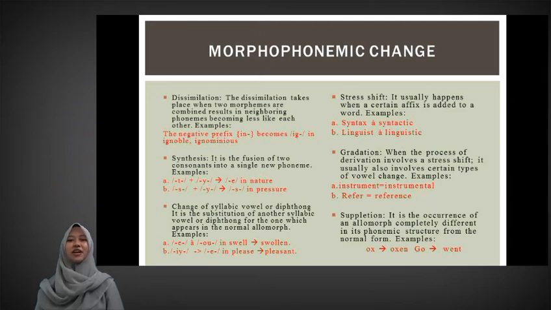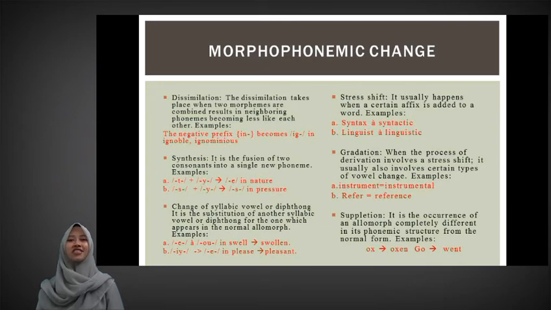Okay, the seventh is about change of syllabic vowel or diphthong. It's the substitution of another syllabic vowel or diphthong for the one which appears in the normal allomorph. For example, the word swell becomes swollen. The word please becomes pleasant.